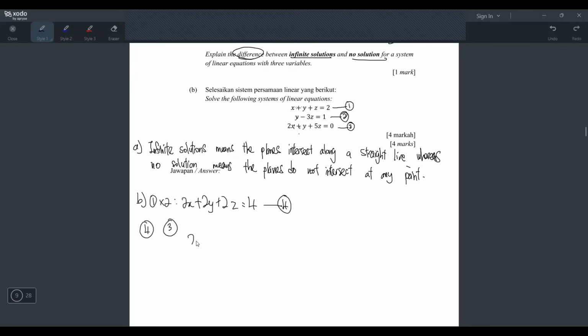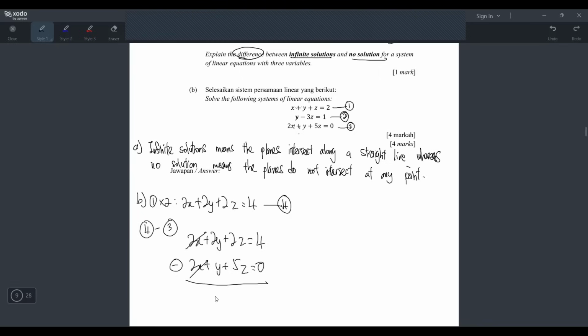So what is equation 4? 2x plus 2y plus 2z equals 4. And what is equation 3? 2x plus y plus 5z equals 0. As you can see, the x and x you can eliminate. I'm using the elimination method, so I would minus, because I want to get zero. If you want to use the substitution method, can also, up to you.